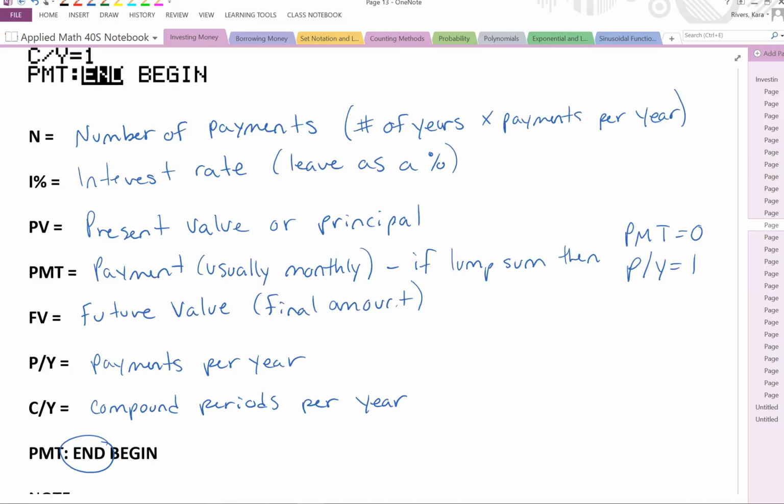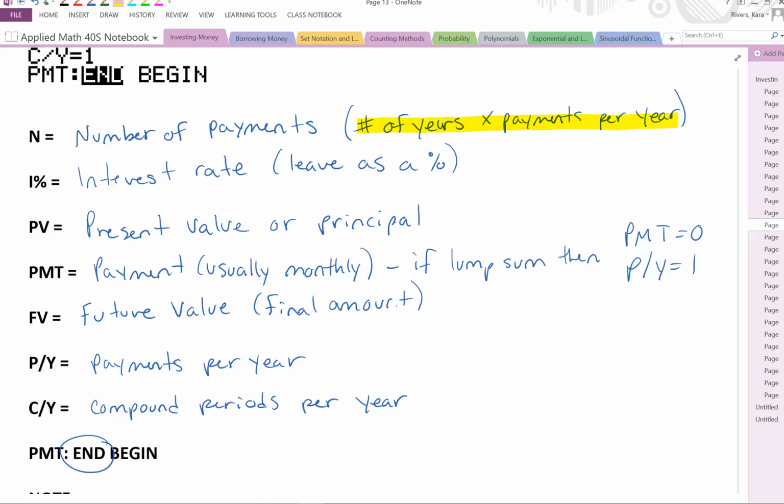N represents the number of payments. In other words, that's the number of years times the payments per year. And we'll see that often. We'll have to figure that out. So this is really important. This comes up often. For I percent here, that's your interest rate. Leave it in as a percent again here. So if it says 8%, you write down 8. If it says 2.3%, you write 2.3. Don't change it to a decimal.